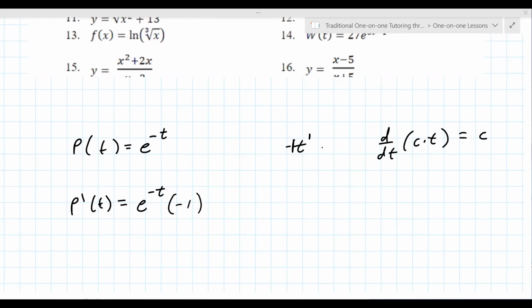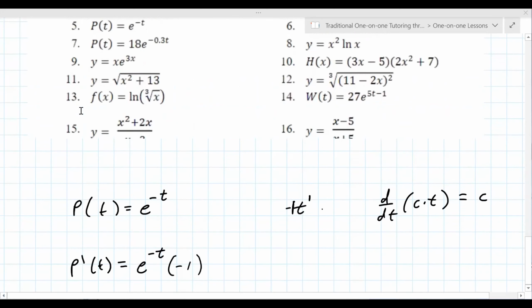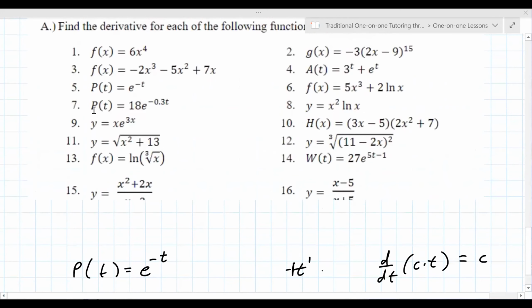All right, how does number 14 work? W of t equals 27 e to the 5t minus 1. Do you say split it up? You're talking about set number 7, for number 14. Okay, yeah, let me get that one again. Sorry, I can see it in another view here. Let me grab it.